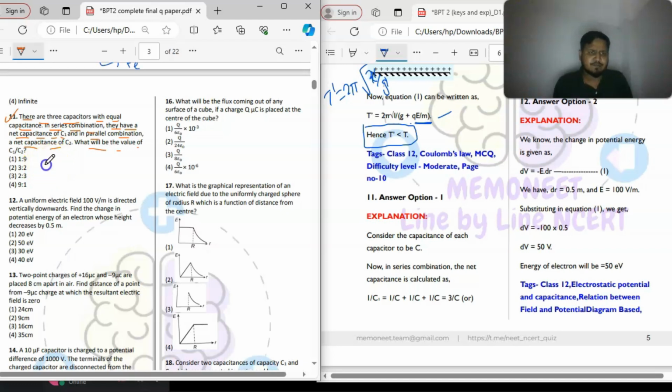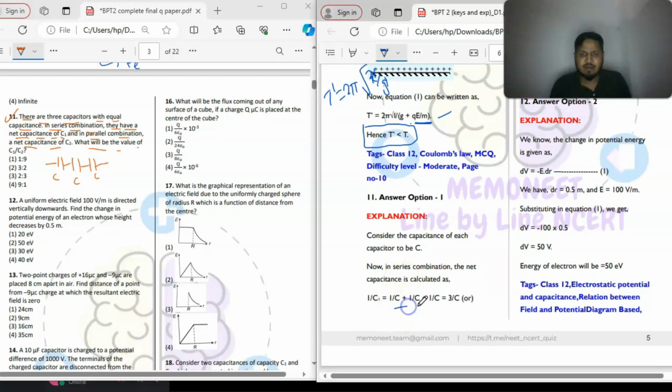So this is the first situation, with capacitors C and C. What is the equivalent capacitance for this one? 1 by C equivalent is equal to 1 by C plus 1 by C plus 1 by C, that is 3 by C.